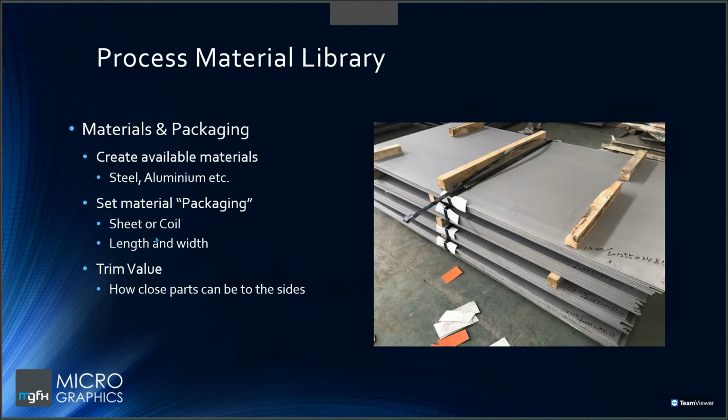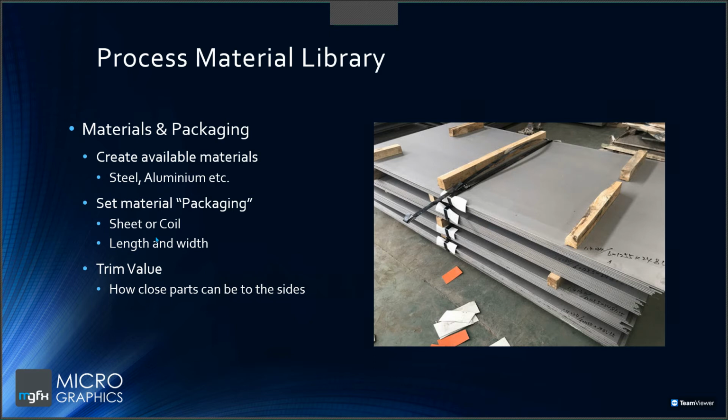And so you would go to your stores, you would get out a list of all of the materials that you generally stock and use within your process, and you would go into the process material library and add those into the library. This library is split into 2 separate sections. One is materials and the other is packaging. The material would be specifying the actual material as well as the thickness and some certain properties relating to that material. The packaging is how you actually receive the material.